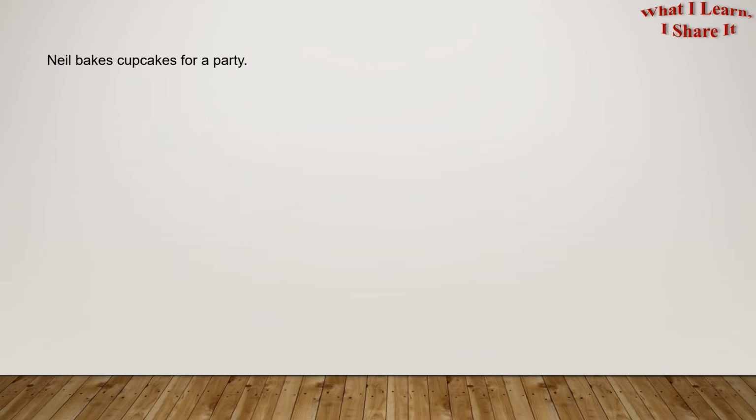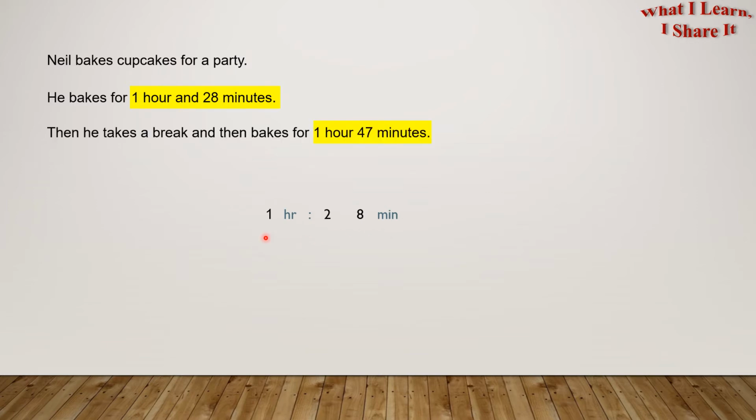Neil bakes cupcakes for a party. He bakes for 1 hour and 28 minutes. So here is 1 hour and 28 minutes. Then he takes a break and then bakes for 1 hour and 47 minutes. So here is 1 hour and 47 minutes. How long did he bake? So in order to find out how long he baked for, we have to add the two times.